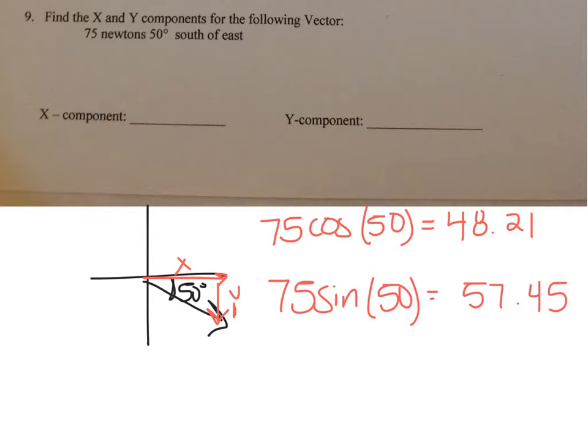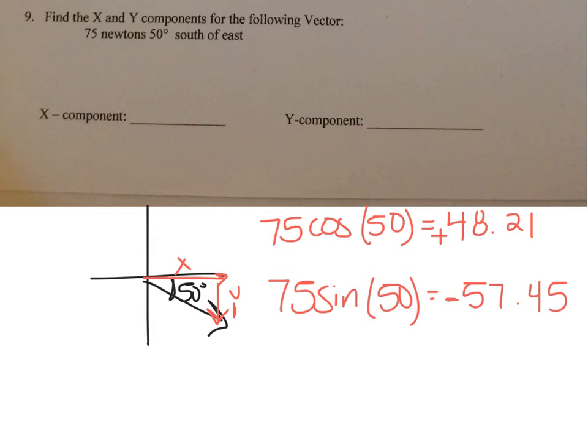Right? The last thing you need to do is consider whether it needs to be positive or negative. If it's going east or north, it's positive. West and south are negative. So this 48.21, it's headed east, so that is going to be positive. And you can write the positive. You don't have to. And then the y is headed south, so this 57 is going to be a negative 57. Right? And that's important when you're working out questions like number 10 and 11. Those positive and negatives come into play there.